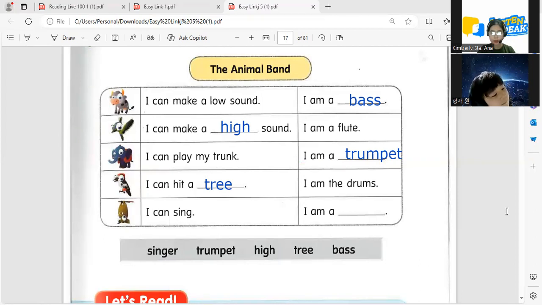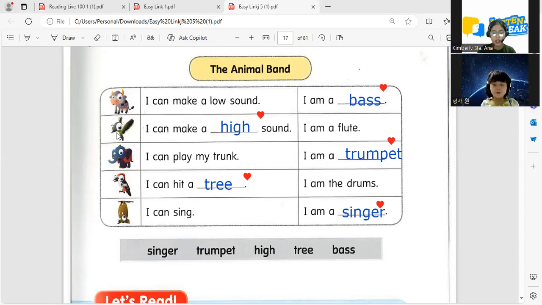How about the last one? The bat. I can sing. I am a singer. Very good. See how many correct answers did you get? Let's count. One, two, three, four, five. You got 5 correct answers, Tori. And that's an amazing job.